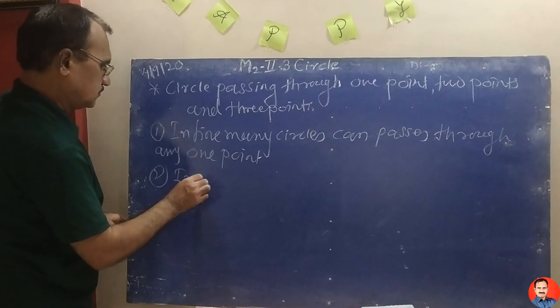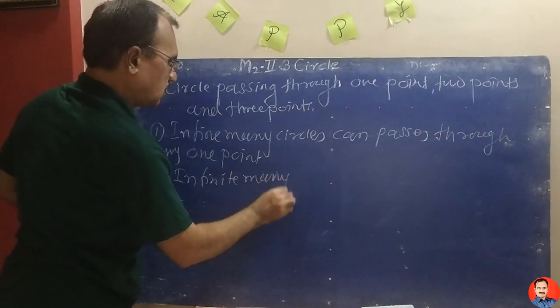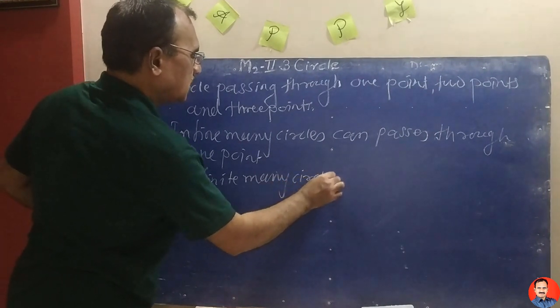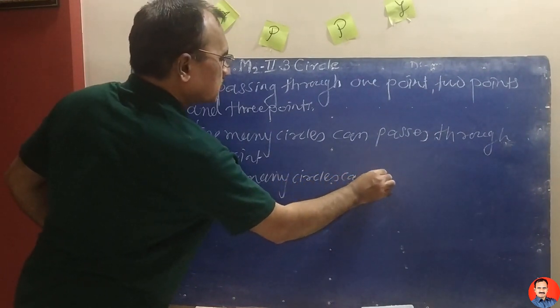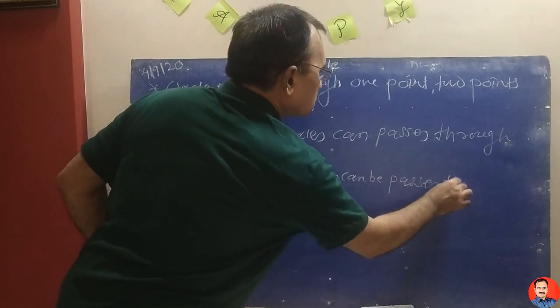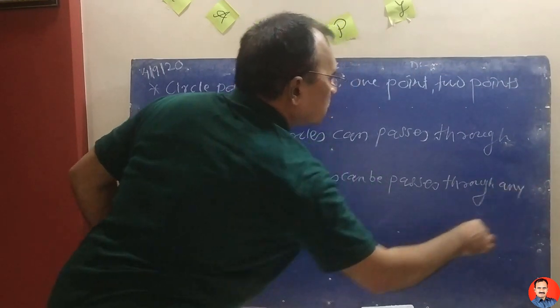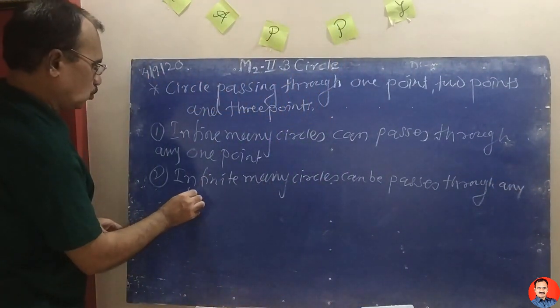Infinitely many circles can pass through any two points.